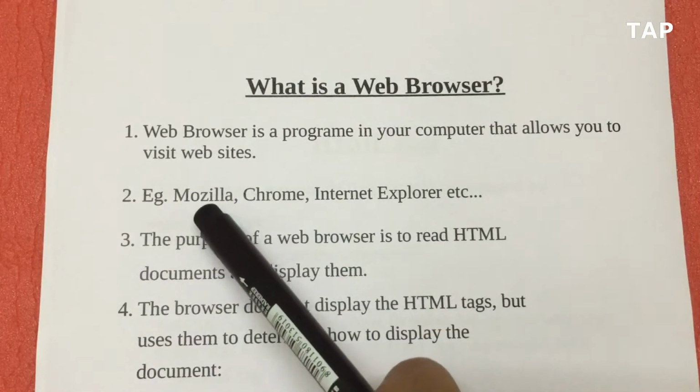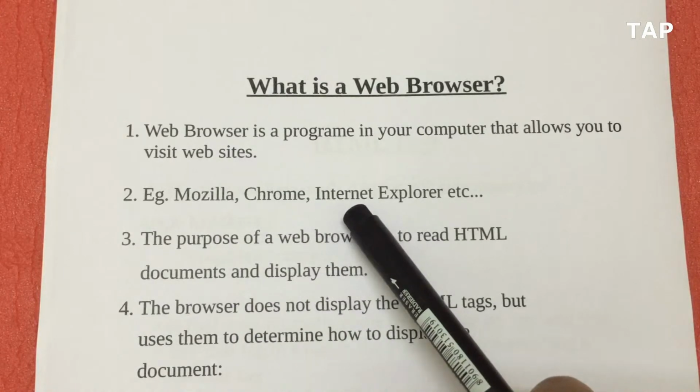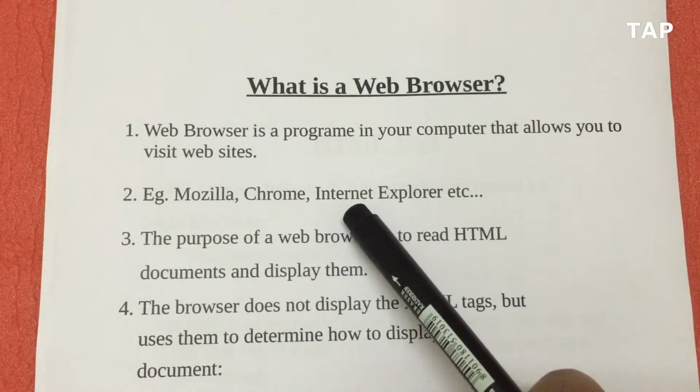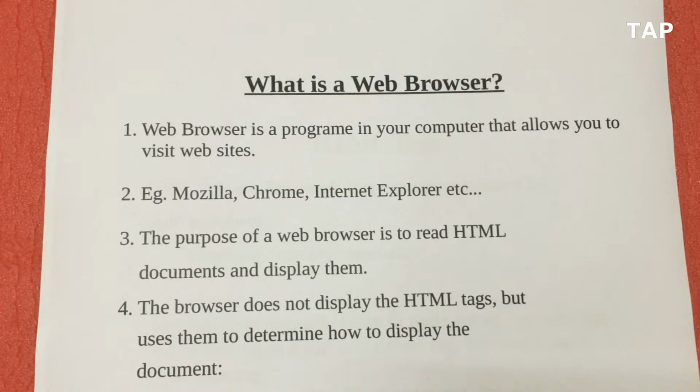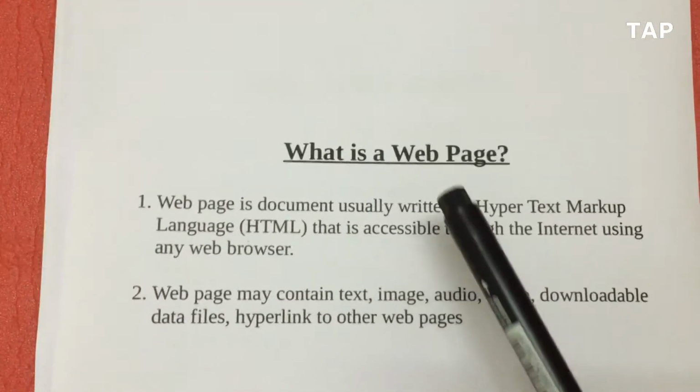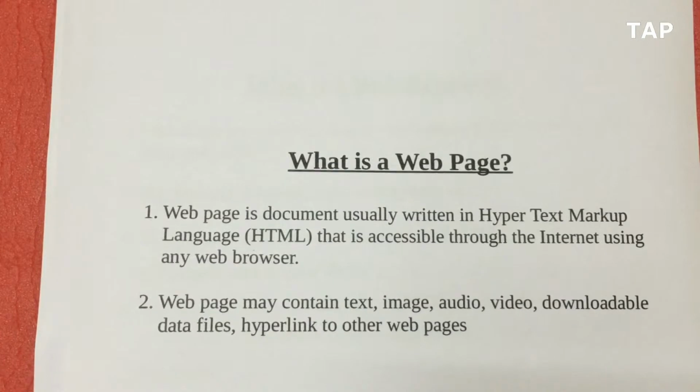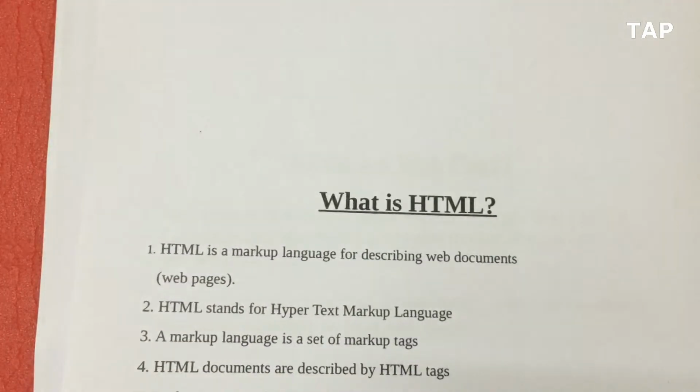We have different web browsers: Mozilla, Chrome, Internet Explorer, Safari. There are many web browsers available. So when we are viewing any web page in a web browser, that web page we are writing using HTML documents. Correct? So now it's clear that the web browser is where we are visiting the website, and in the website whatever pages are coming, that is my web page, and this web page I have to write using HTML.